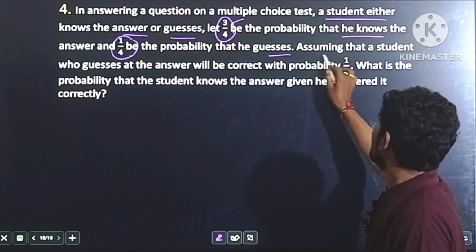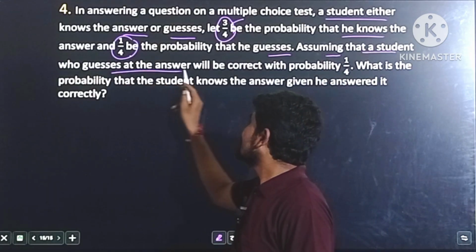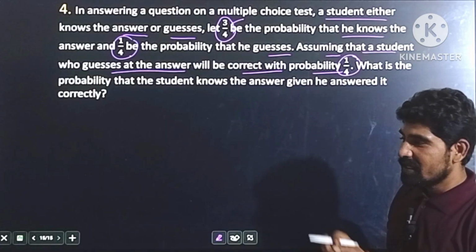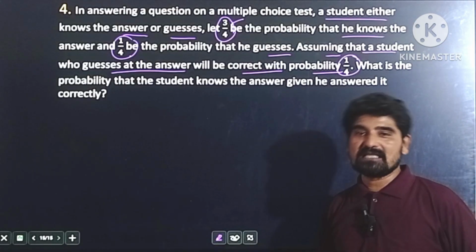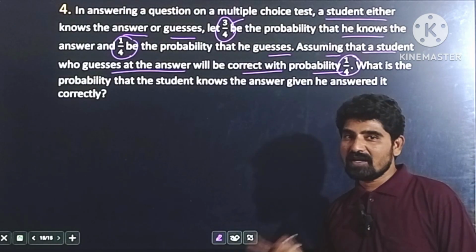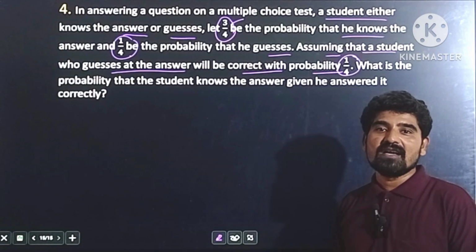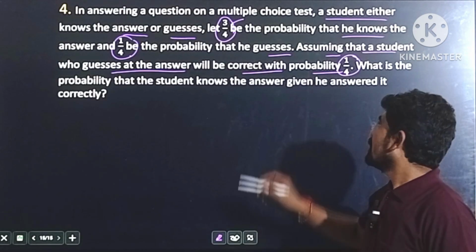Also it is given that a student who guesses at the answer will be correct with probability 1 by 4. So if a student answers by guessing, that answer may or may not be correct, but the student who guesses at the answer will be correct with probability 1 by 4.